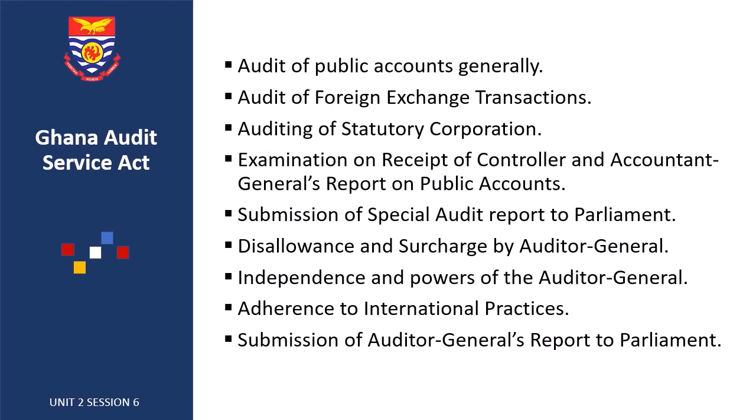Now, the Auditor General has to audit the public accounts generally as his duty. He has to also audit foreign exchange transactions and provide audit of statutory corporations. Then he has to also examine the receipt of the Controller and Accountant General's report on the public accounts. He has to submit a special audit report to Parliament, and he has the power to disallow and surcharge any officer or public servant.